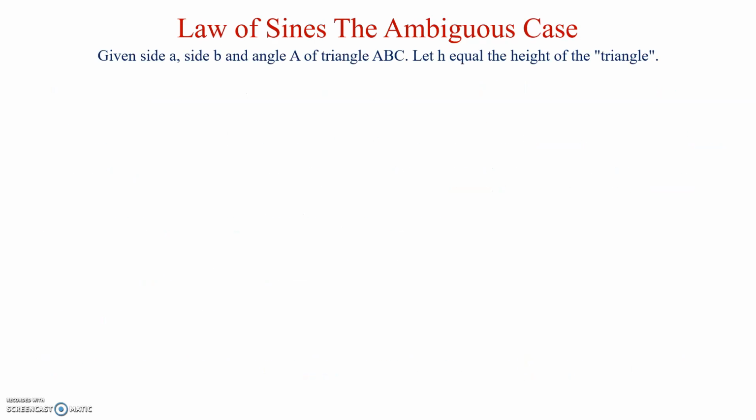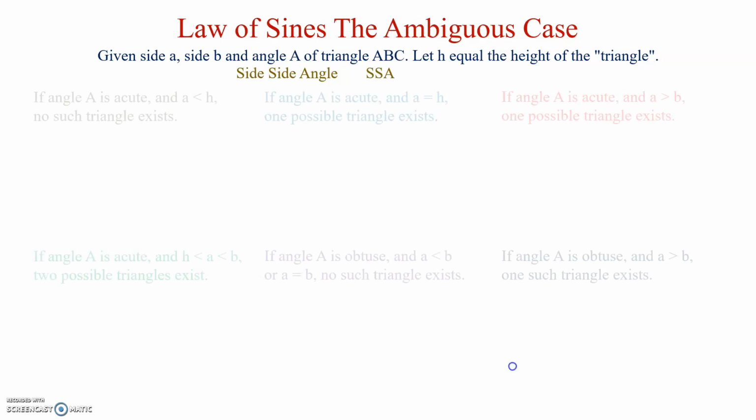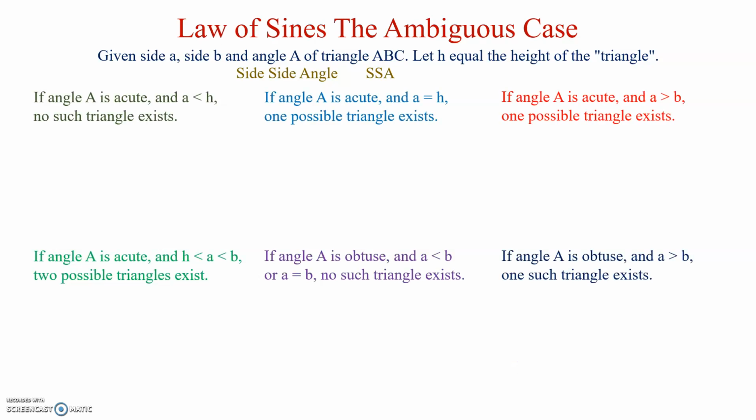Given side a and side b, and angle A of triangle ABC, which means you were given two sides and an angle, which is our SSA. These are the six possible scenarios. The first four deal with the angle being acute. The last two deal with the angle being obtuse.